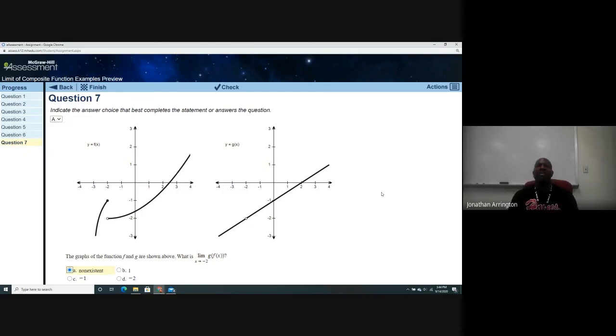Okay, so that completes limits of composite functions. Again, this can be a little challenging, so I'm very interested to see how you handle this one.